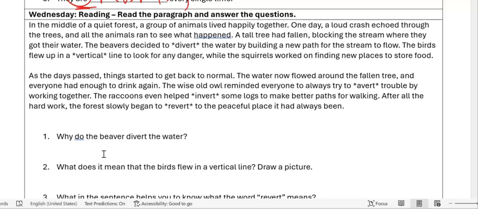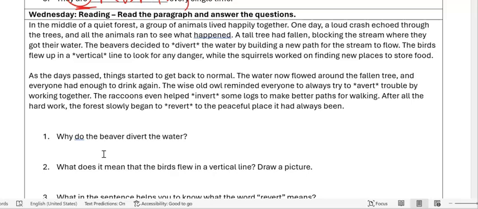In the middle of a quiet forest, a group of animals lived happily together. One day, a loud crash echoed through the trees, and all the animals ran to see what happened. A tall tree had fallen, blocking the stream where they got their water. The beavers decided to divert the water by building a new path for the stream to flow. The birds flew up in a vertical line to look for any danger, while the squirrels worked on finding new places to store food. As the days passed, things started to get back to normal. The water now flowed around the fallen tree, and everyone had enough to drink again.